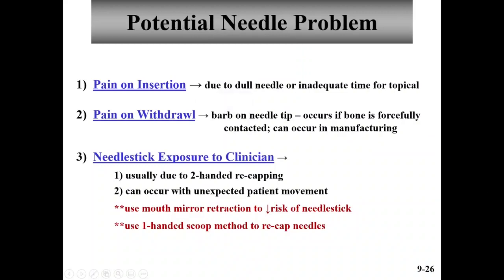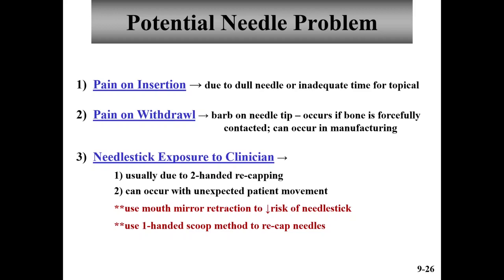Potential needle problems: pain on insertion, usually due to a dull needle, or you haven't allowed 1 to 2 minutes for topical to go deep enough into the tissue. If you have pain on withdrawal, if a patient's uncomfortable when you're pulling the needle out, it could be that the tip has a barb on it, and that can occur if you hit bone really hard.